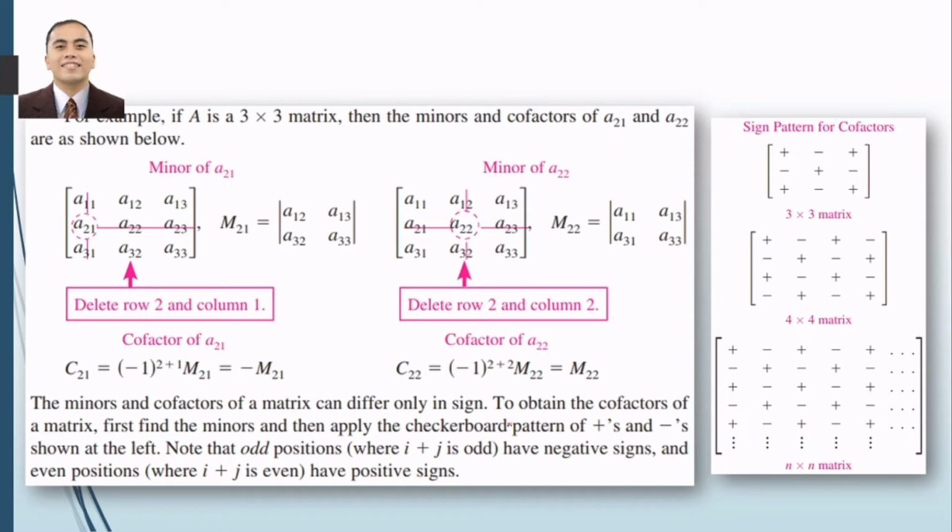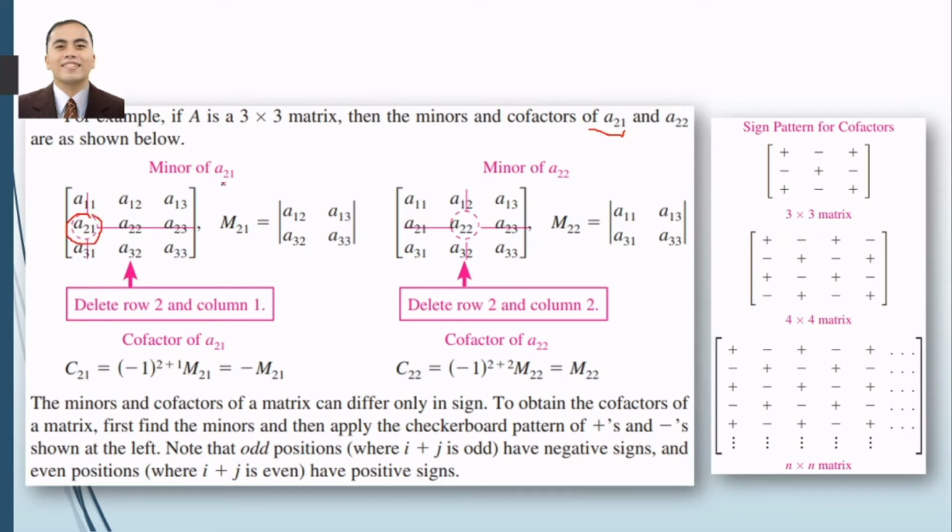Okay, for example, if A is a 3 by 3 matrix, then the minors and cofactors of A sub 21 and A sub 22 are shown below. So first, let's find the minors and cofactors of A sub 21. So, minors of A sub 21, we have here.